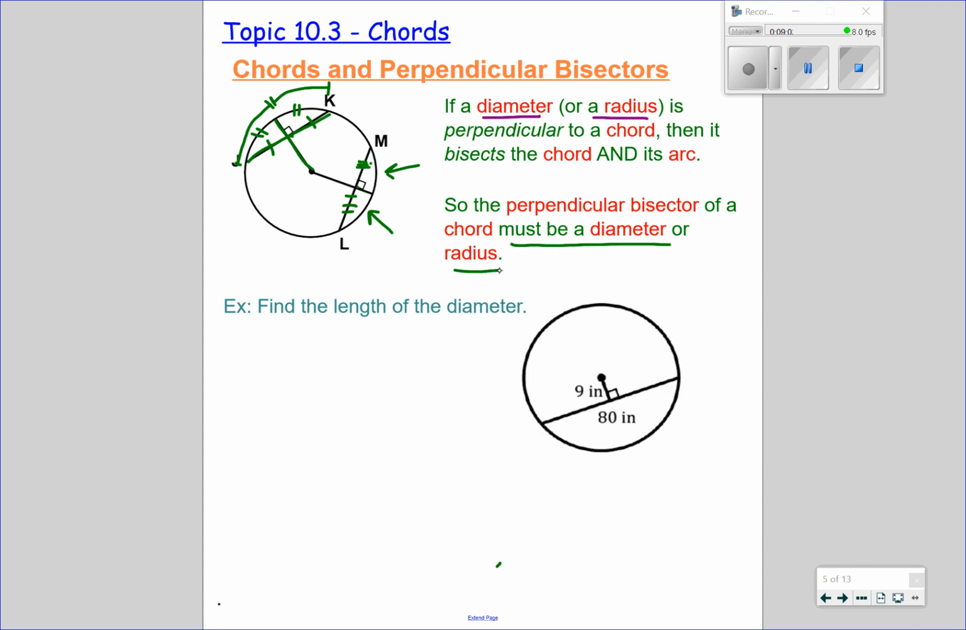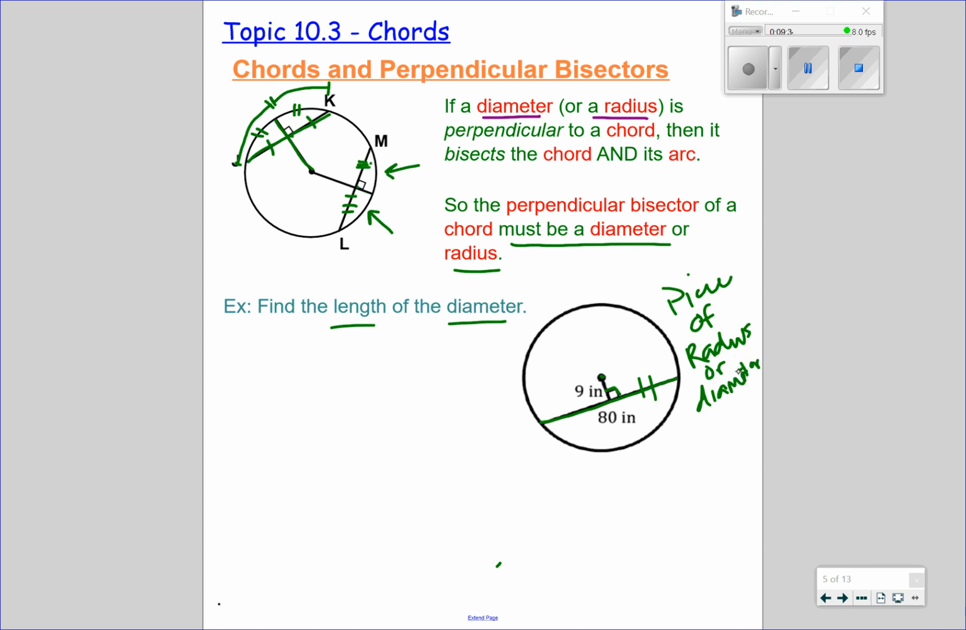So this question says, find the length of the diameter. Well, this is not the diameter, but this is a chord. And because it's perpendicular to a piece that starts from the center, this 9 inches is a piece of the radius. So just understand that if it comes from the center, it is a piece of the radius or diameter. I'm probably going to run out of room over here.